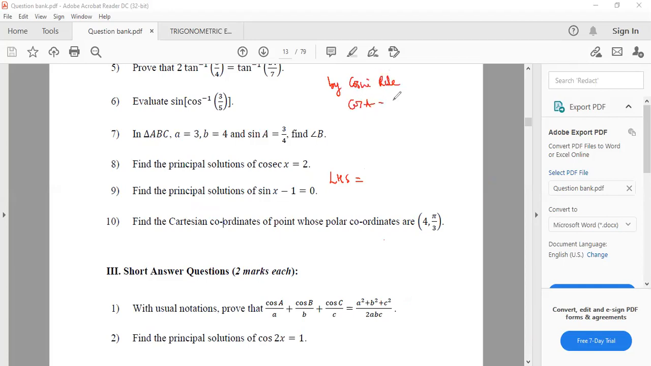cos A is equal to b square plus c square minus a square upon 2bc. Cos B is equal to blah blah blah. Cos C is blah blah blah blah. Put here, and you will get LHS equal to RHS. No problem, no? No problem, sir. No, sir.